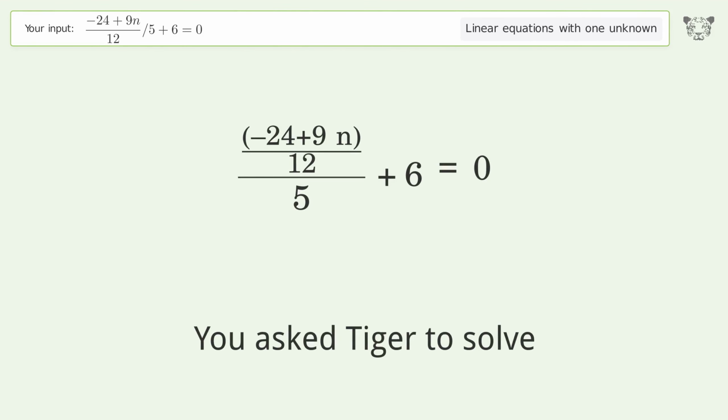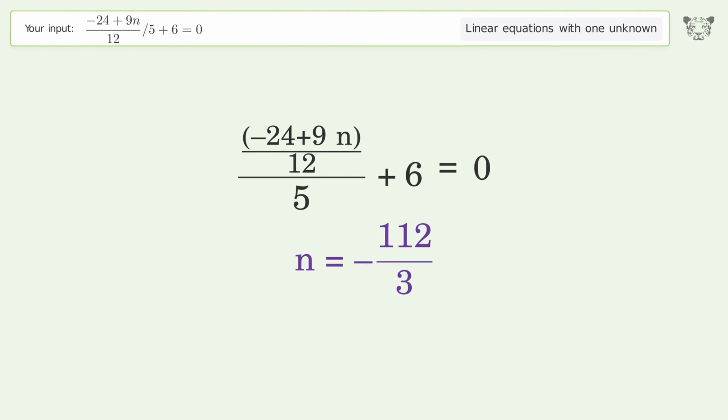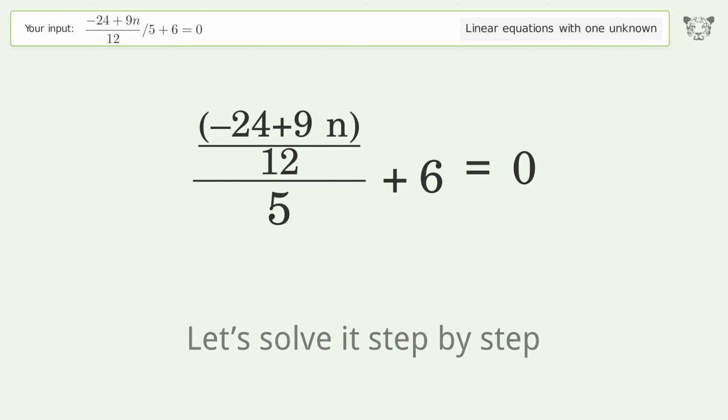You ask Tiger to solve. This deals with linear equations with one unknown. The final result is n equals negative 112/3. Let's solve it step by step.